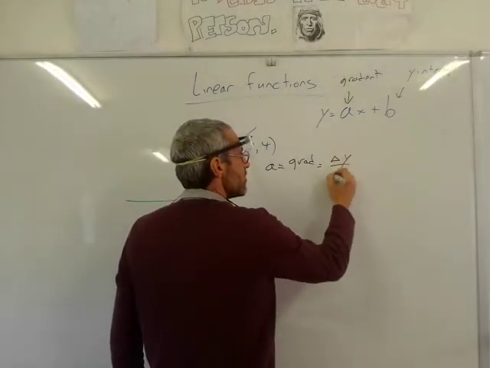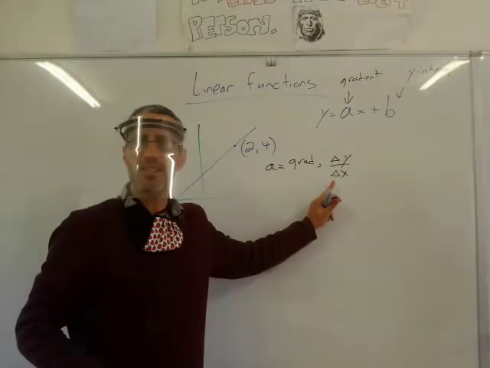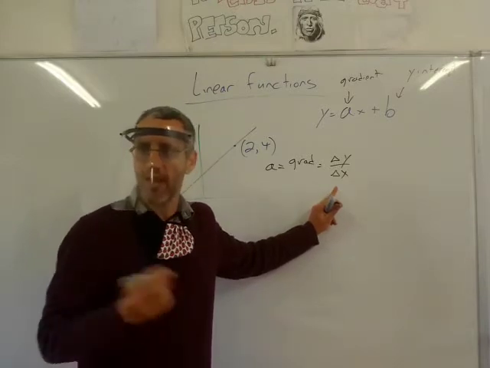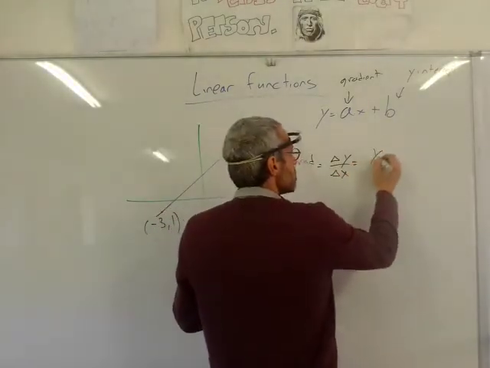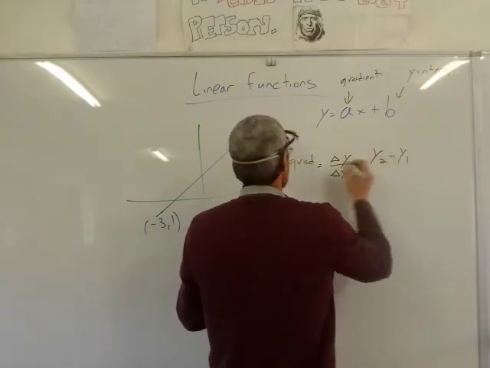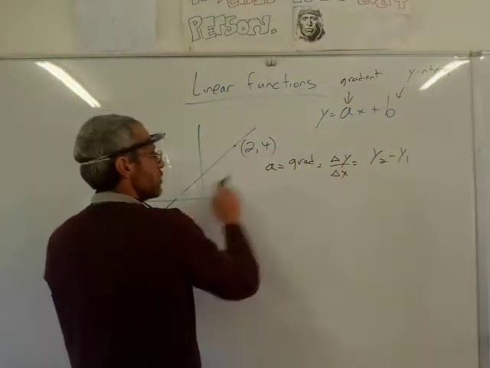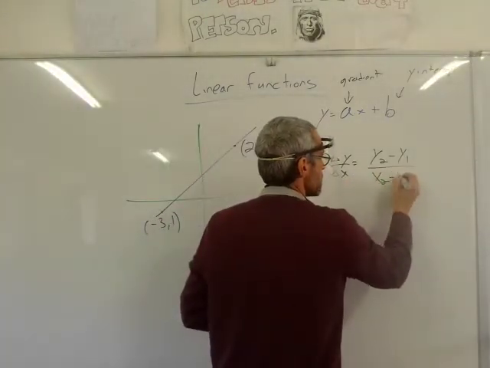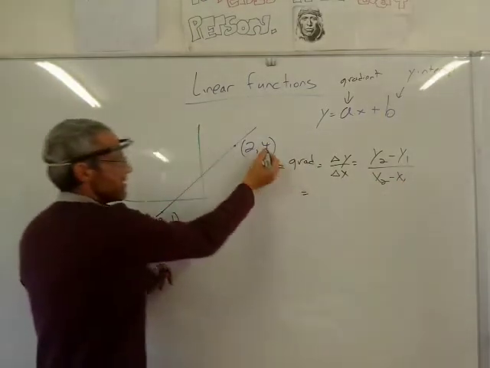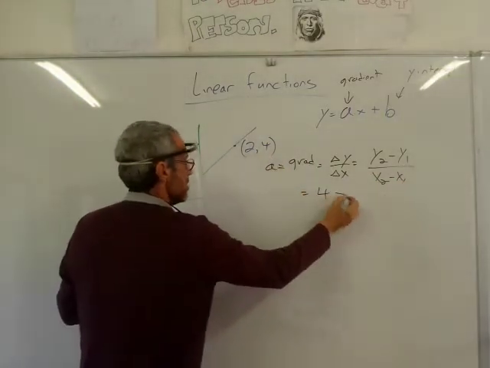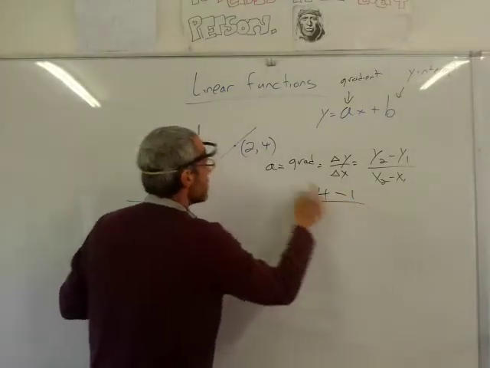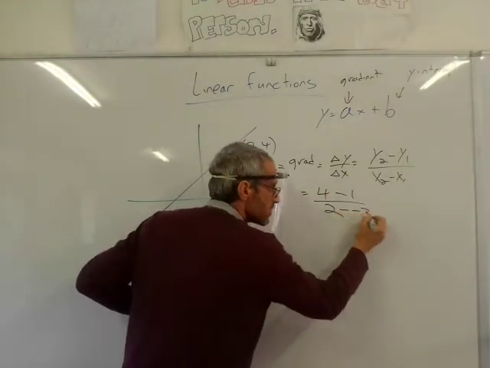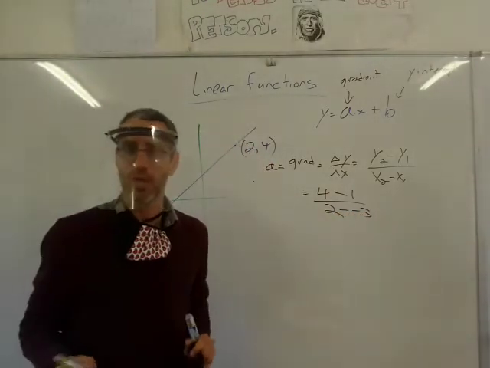So how do we calculate the gradient? Have you seen it written like this, delta y over delta x? I used it with my class last year. The change in y divided by the change in x is y2 minus y1 divided by x2 minus x1. In this case, y2 is 4, y1 is 1, x2 is 2, and x1 is minus 3. It's all stuff that you've done last year.